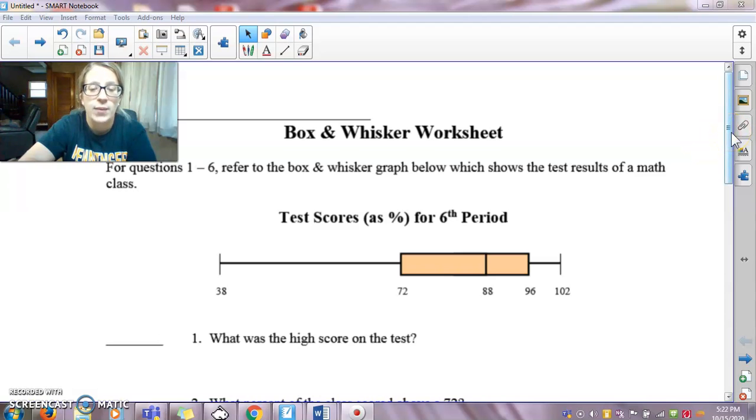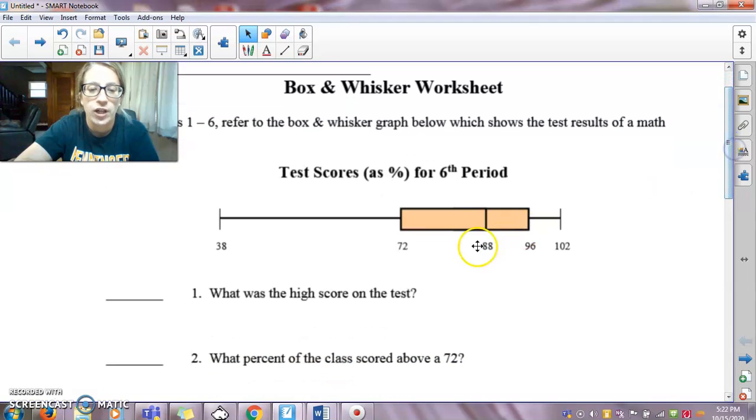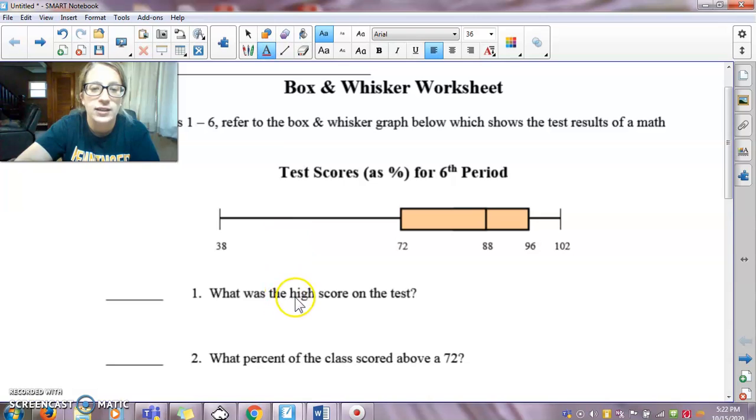Whenever I'm looking at a box and whisker, those 5 pieces of information are always in the same order, and they are always the same 5 pieces that we will need in order for us to be able to create a box and whisker. Now, when I'm looking at my information, the very first thing it wants to know was what is the high score that was on this test. And when I'm referring to a high score, I'm referring to its maximum.